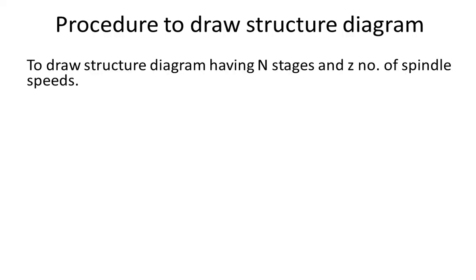Well, we are going to solve some problems on structure diagrams. Let us start first with the procedure. First thing you should know while drawing a structure diagram is the number of stages n of the gearbox and the number of spindle speeds z. Only then you can proceed towards drawing the structure diagram.